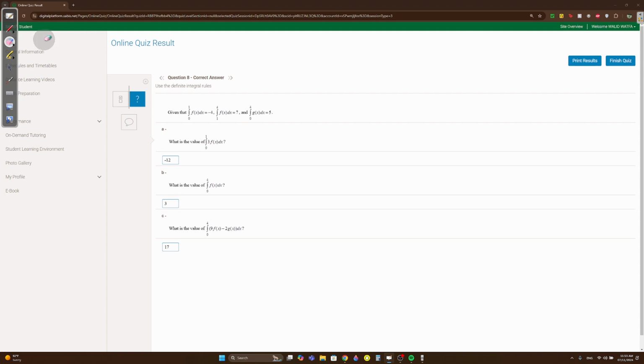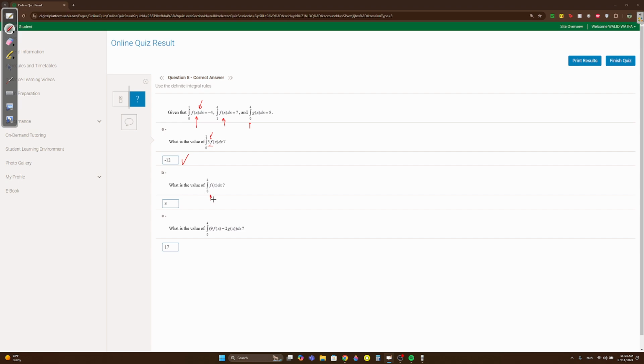Okay, same, guys, it's the same stuff. Given that 0 to 1 is this, 1 to 4 is this, and 0 to 4 is this. What's the value of 0 to 1 of 3f of x? So what do you do when it's 3f of x? You just multiply by 3. Do we know how much 0 to 1 is? Yes, it's minus 4. So when we say 3f of x from 0 to 1, that means you just multiply it by 3. 3 times minus 4 is minus 12.